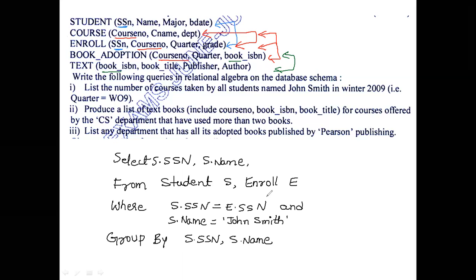Once we group it, then we can get the count by using the aggregate function count. Count of, what do we need to count here? Count the number of courses. Number of courses means it is the course number which we are counting. That is there in the enroll table. So that is e dot course number.